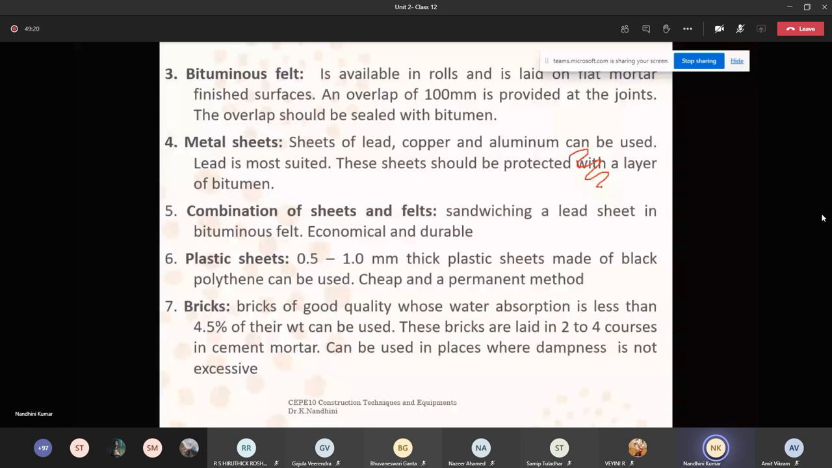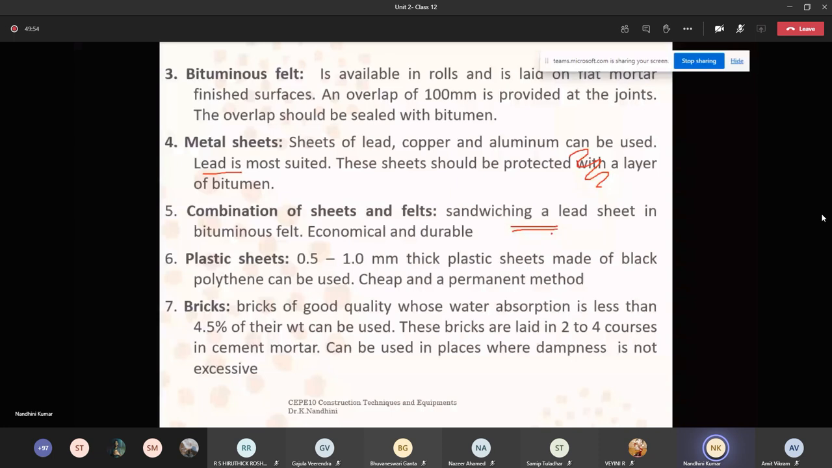Metal sheets. Sheets of lead, copper, aluminium can be utilized. Lead is the highly durable or the highly preferable material. These sheets should be protected with a layer of bitumen. Whatever you do, you protect it with a coat of bitumen. Combination of sheets and felts. Sandwiching a lead sheet. Once you place a lead sheet, over that you give your bituminous felt. Then it is done. This is impermeable. This is also impermeable. When you coat both, it is going to be highly impermeable.